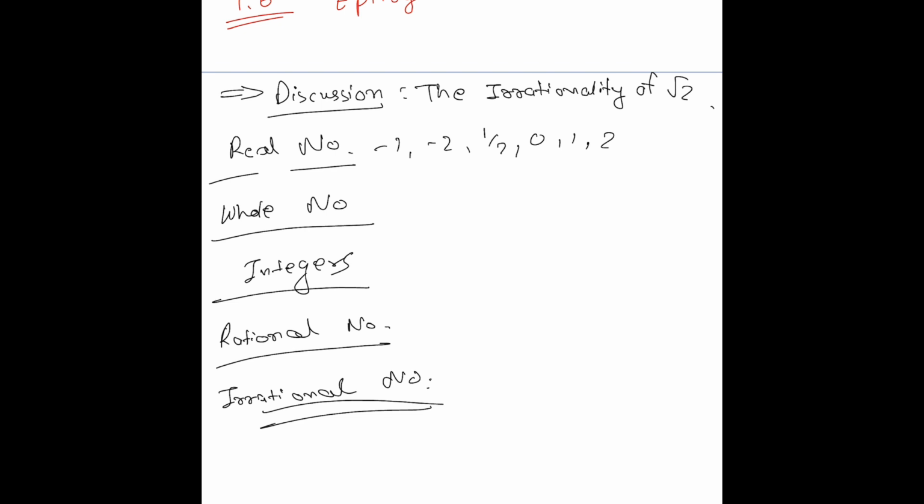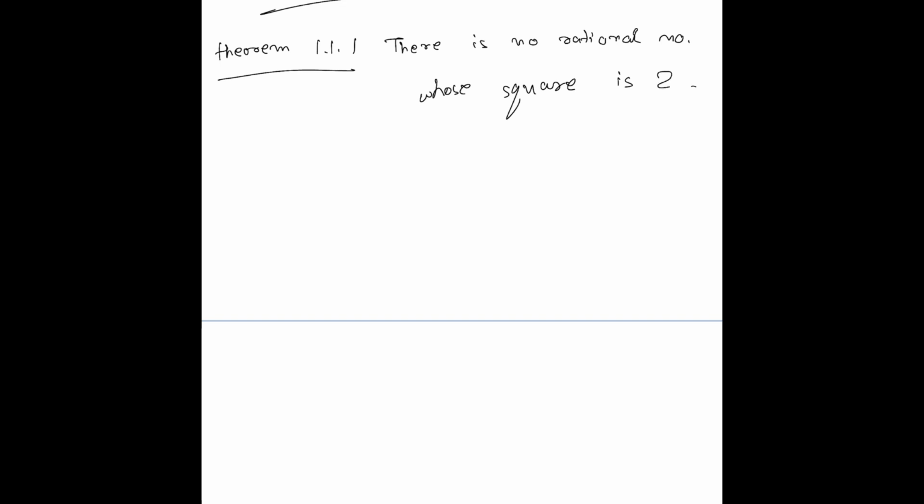So, going with Theorem 1.1.1: there is no rational number whose square is 2. This is the theorem. Do we have any rational number whose square is 2? A rational number should be in the form of p by q, and q should not be equal to 0. No. But we have an irrational number whose square is 2. Which irrational number is it? It's root 2. When we square root 2, we get the answer 2.